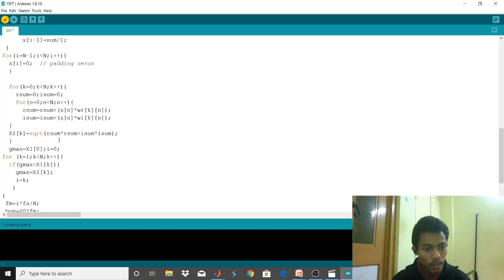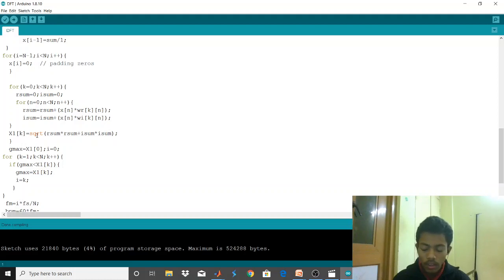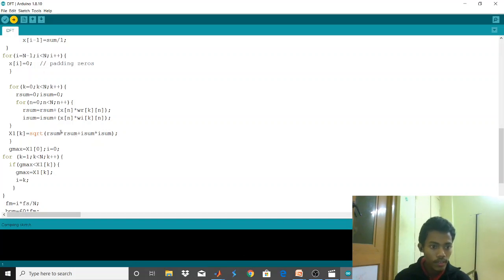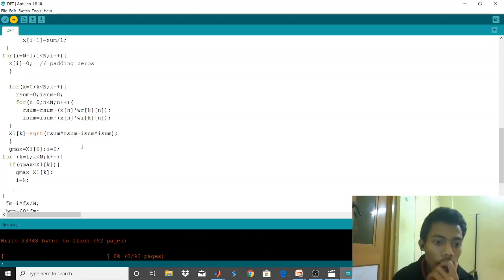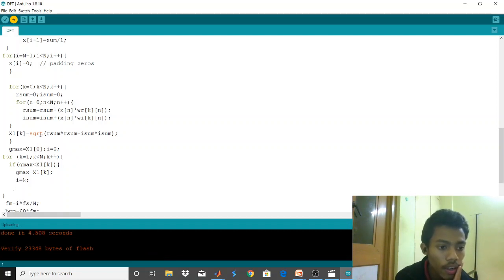So I am finding the magnitude x1, which is the magnitude of my DFT signal. I find the square root of a square plus b square, that is, real part square plus imaginary part square. After finding my spectrum, I will find the maximum frequency component, so that I can find the frequency in the signal.